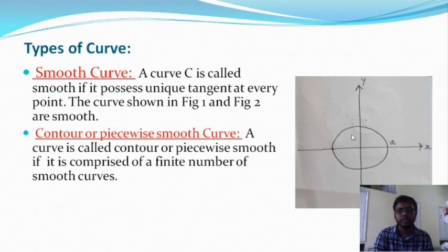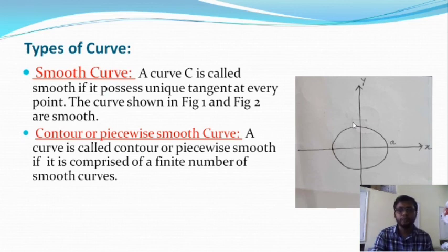But take any straight line. In any straight line there is a tangent, but this tangent coincides with the line. So the straight line is not a smooth curve. But the circle, hyperbola and ellipse are all smooth curves.